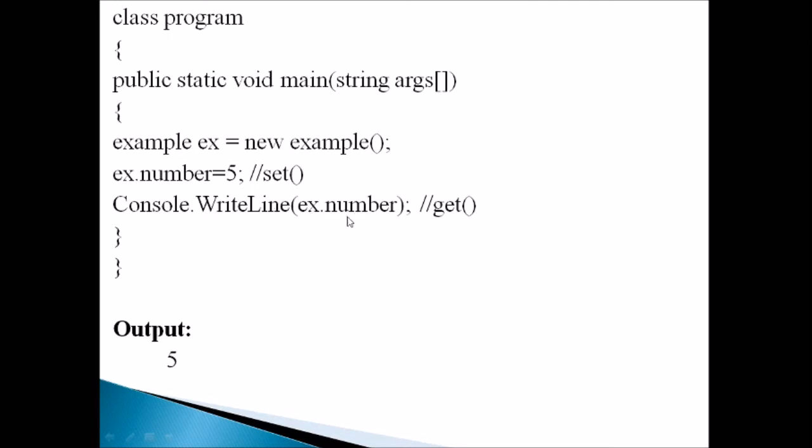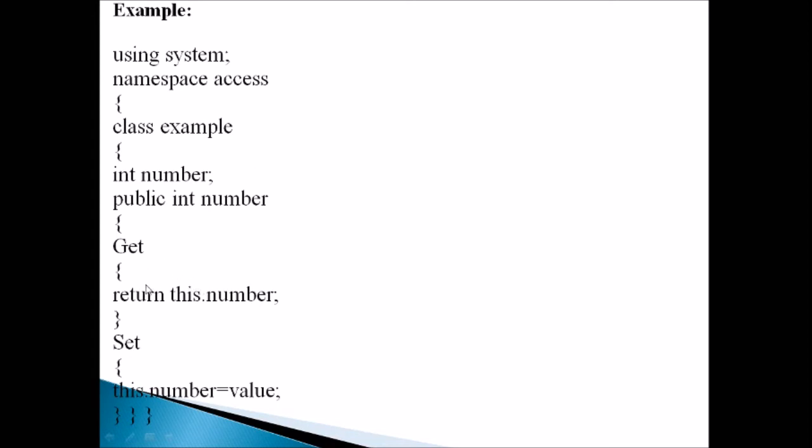During the statement execution, the get method will be executed. At that time it is going to read the value and display the answer. So this is the execution of this program. Here the output is 5. This is the way of using get and set methods, that is, using accessors.